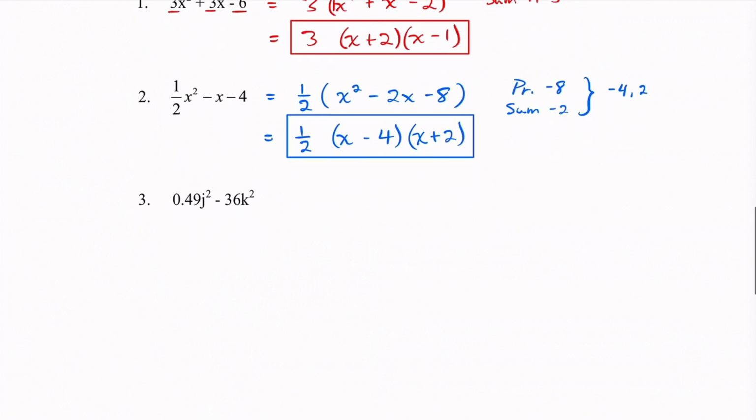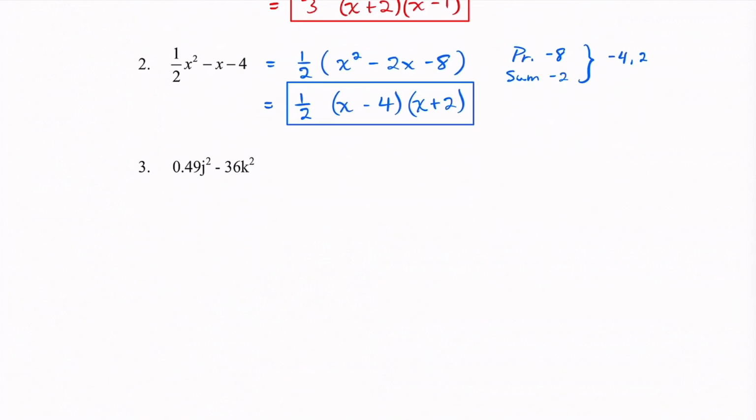Now this next one I can see it's only got two terms, so I'm going to probably think it's going to be that difference of squares type. There is a difference in the middle, and the numbers kind of look like squares. So if you took the square root of this, 0.49 j squared, take the square root of that, you're going to get 0.7 j. And for the other one, 36k squared, if you took the square root of that, you would get 6k.